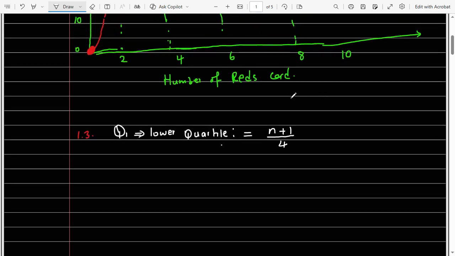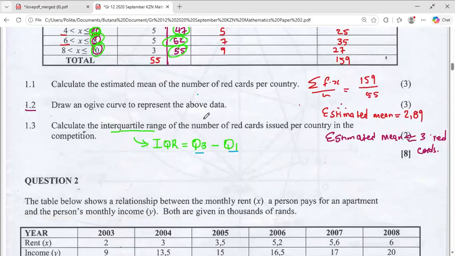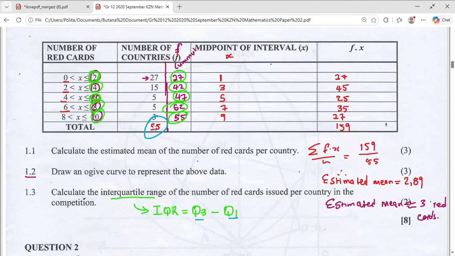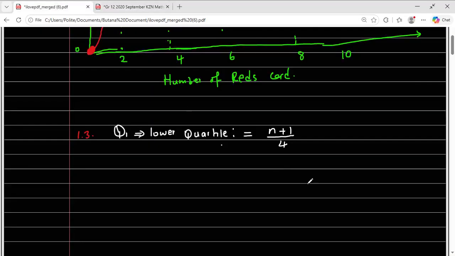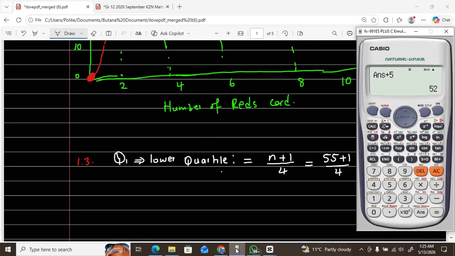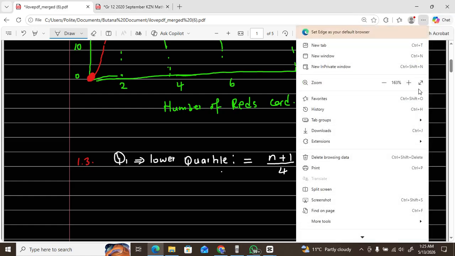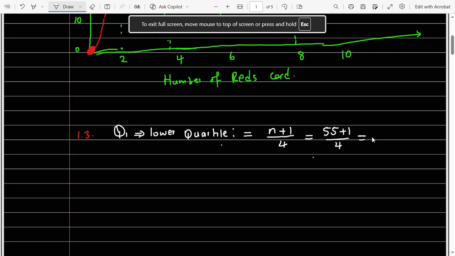Let's go and find this. Remember, n is the number of frequency, which was 55. So Q1 will be 55 plus 1, divided by 4. That is your lower quartile. You just have to punch that on the calculator. You add 1, then this is equal to 56, divided by 4. This gives us 14. So the position is 14.